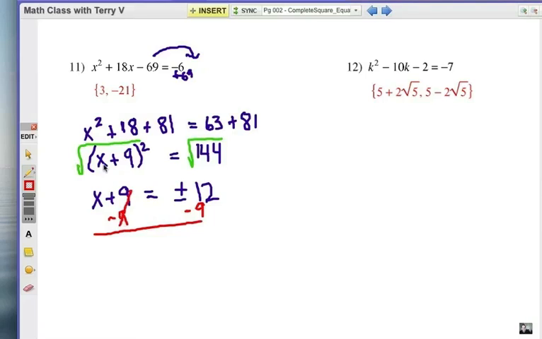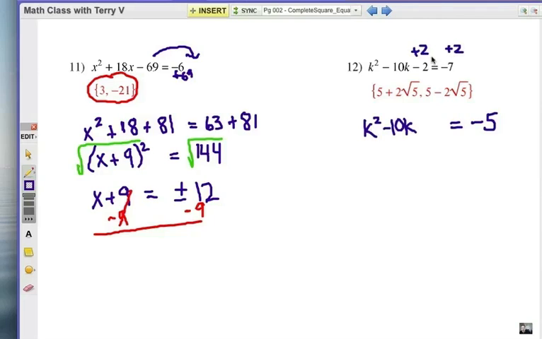As you can see up here, it's positive 3, because it could be positive 12 minus 9, and it could be negative 21, which is negative 12 subtract 9. So there you go. That's your first answer. Now the second one, as you can see, we get some radical answers here. Alright, let me take you through this process.